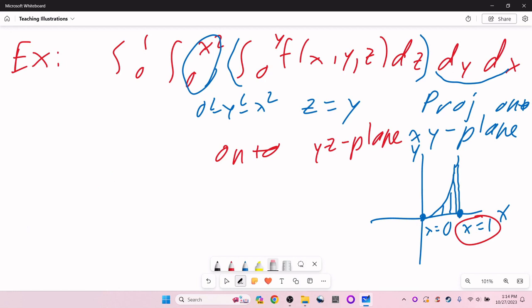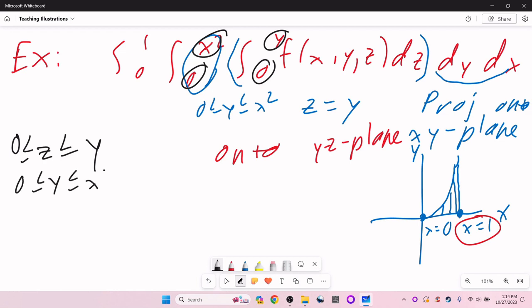Well, I will look at my bounds and I say if I get rid of the x, so what I say here is that z, this first integral, is between 0 and y. That doesn't change anything. The second integral, y goes from 0 to x squared. Well, that's, let's see, how else do we do this? And x goes from 0 to 1. So we just want to rearrange these two. Make sure I'm saying this right.